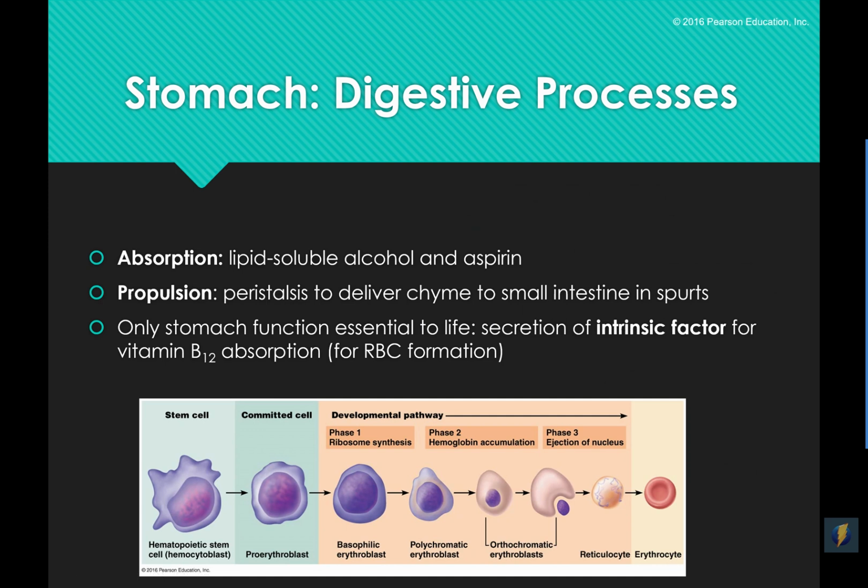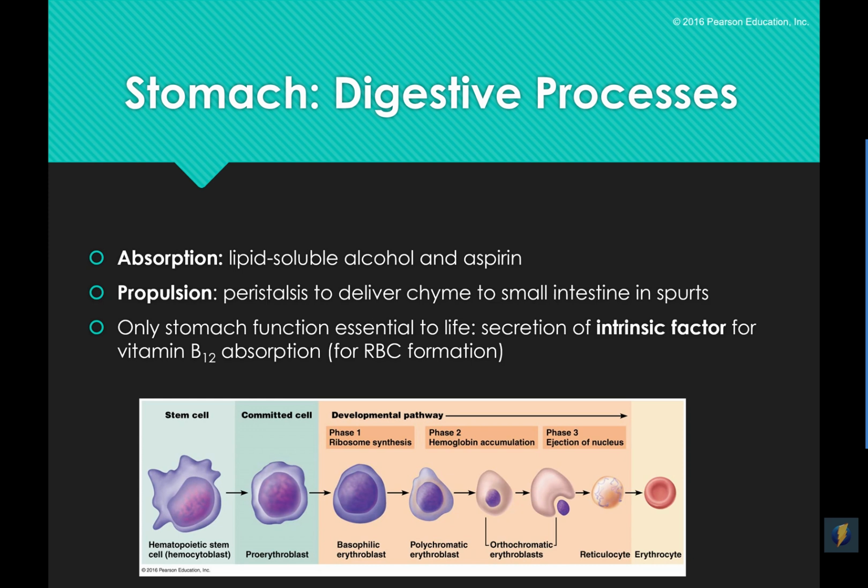There is a little bit of absorption that takes place in the stomach. We're primarily talking about things that are lipid soluble, like alcohol, as well as aspirin. And then the only propulsive force that goes on in the stomach is some peristalsis and some segmentation, some mixing in order to deliver the soupy chyme to the small intestine. And that does tend to happen in little spurts. So it's not like everything in the stomach, poof, goes at once to the small intestine.